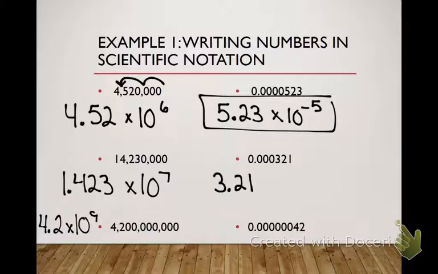3.21 times 10 to the how many places? Negative 4. All right, 4.2 times 10 to the negative 7.